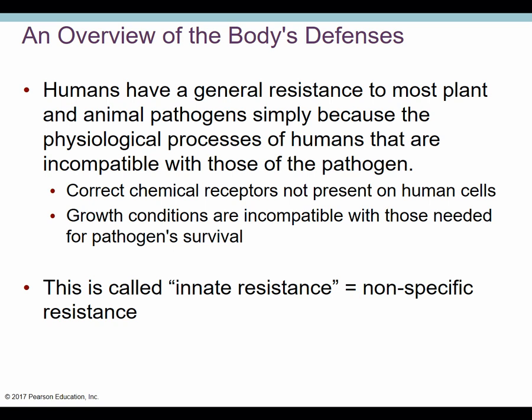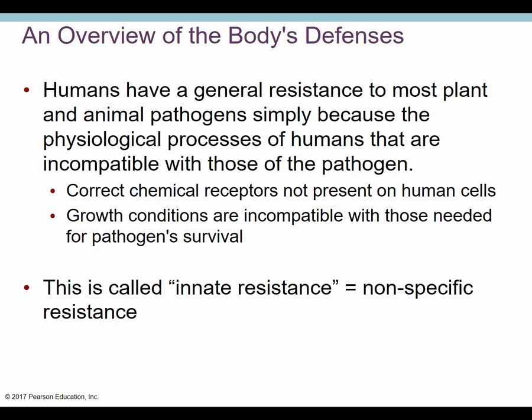And so chapter 15 is all about innate resistance, which includes what we call the first and second lines of defense. In chapter 16, we'll look at specific resistances to specific pathogens, which is mediated by your white blood cells, and that is called the third line of defense.